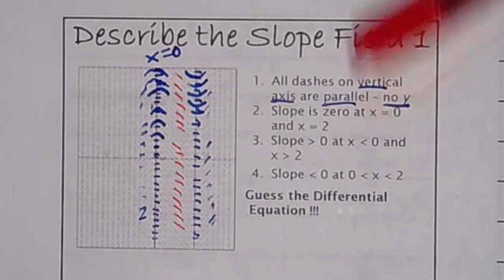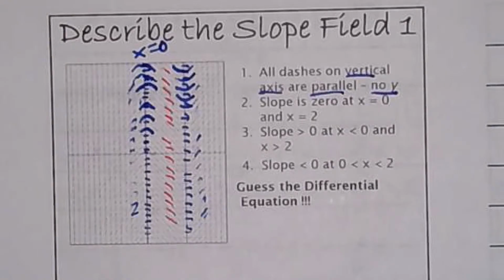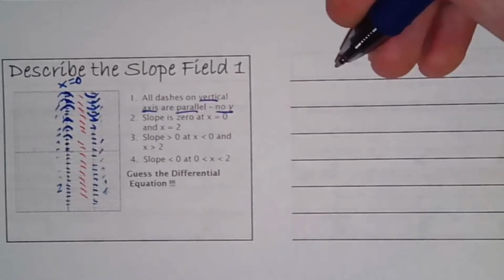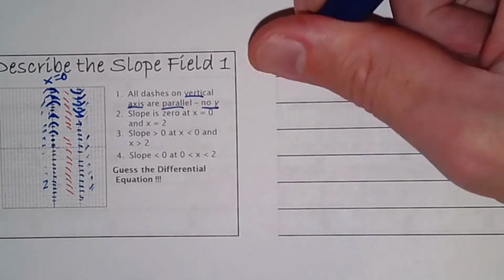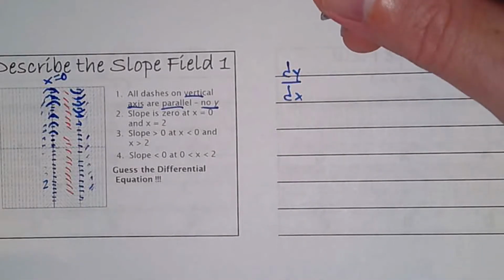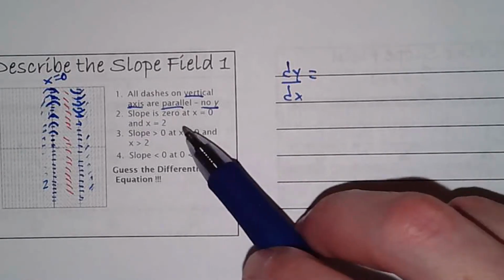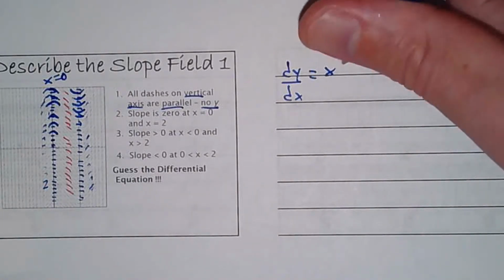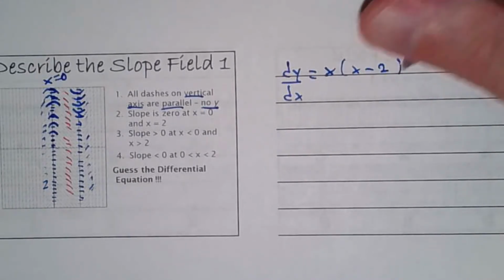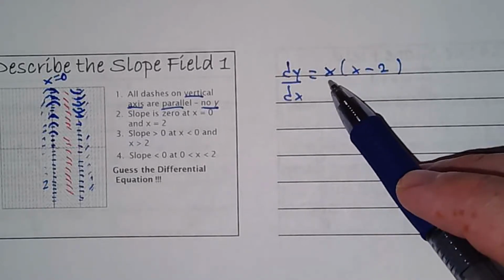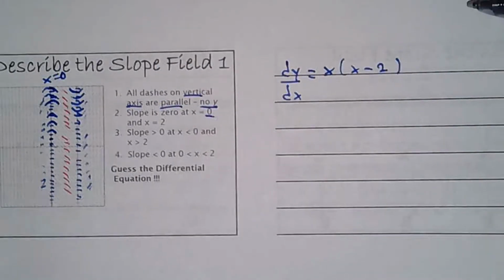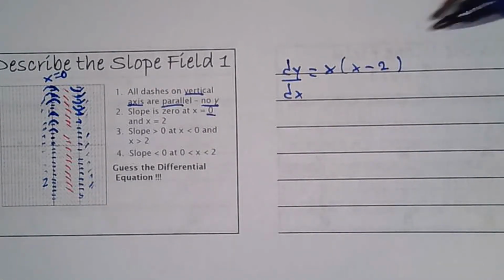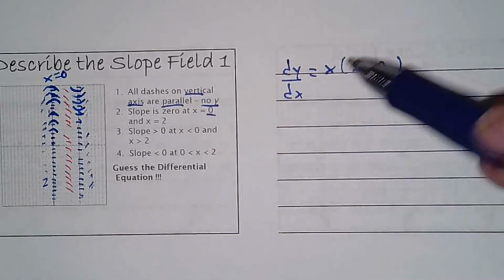So now we get to guess the differential equation. So let me zoom out. So it's dy over dx. Now a big clue is that the slope is 0 at x equals 0 and x equals 2. Now if you remember when you factor that, you get an equation like this. Like if x equals 0, then the whole equation is 0. So that's how you know that the slope is 0 at x equals 0. Also at x equals 2. So if you plug in 2 for this, you would get a 0 slope, 0 differential equation.